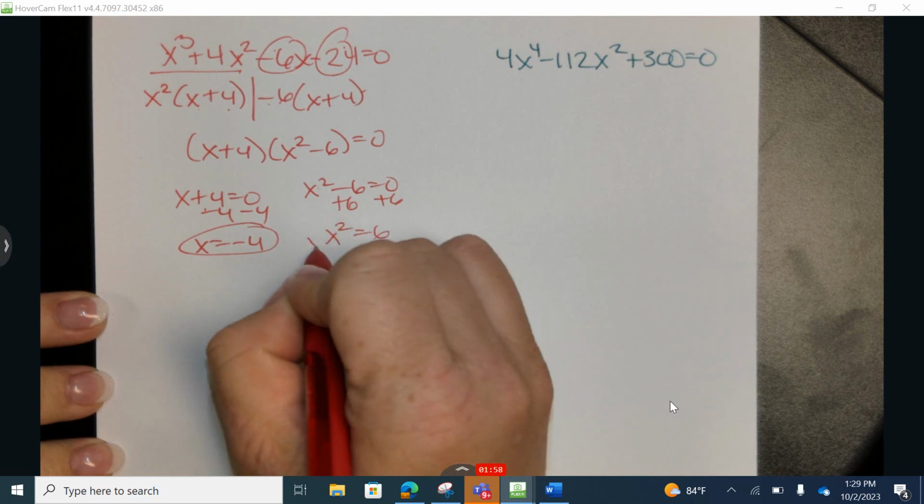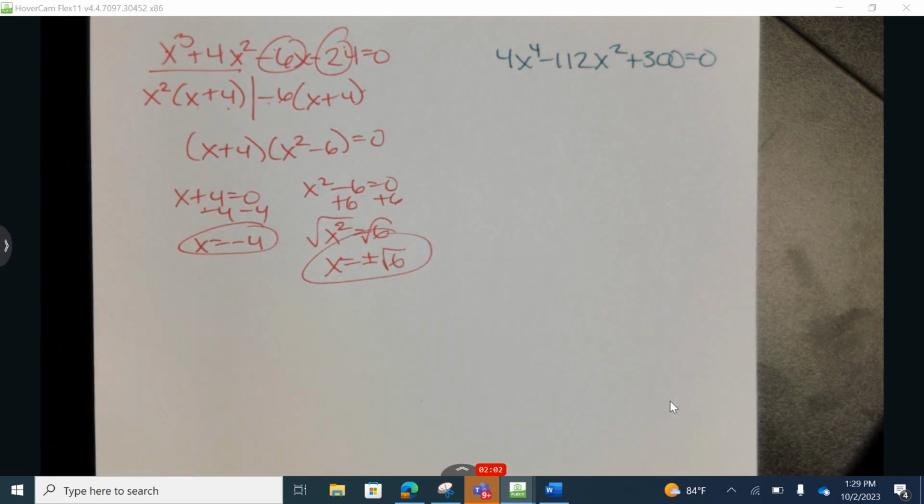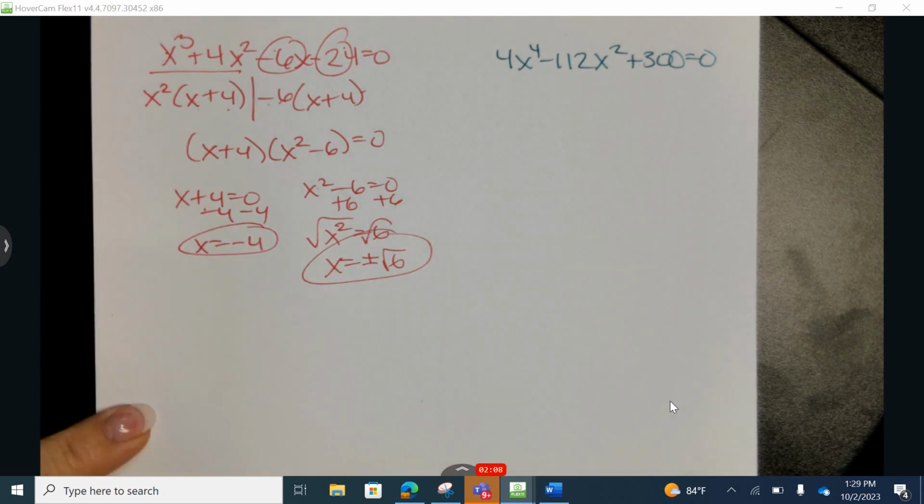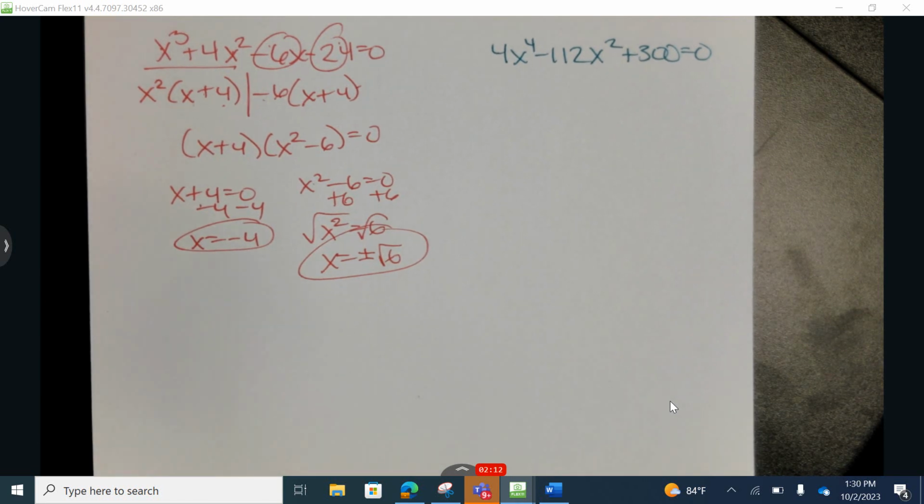X squared equals 6. I'm going to have two answers. X equals plus or minus the square root of 6. The square root of 6 cannot be broken down using a perfect square. And we have the three answers to this higher degree equation. Let's look right now at our final one.